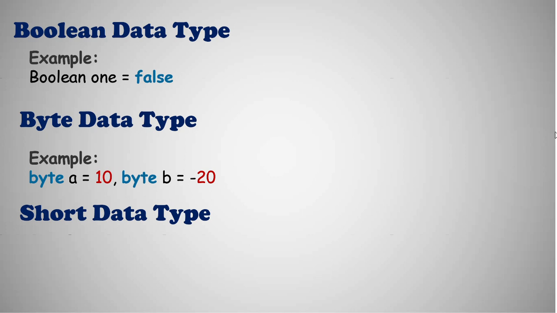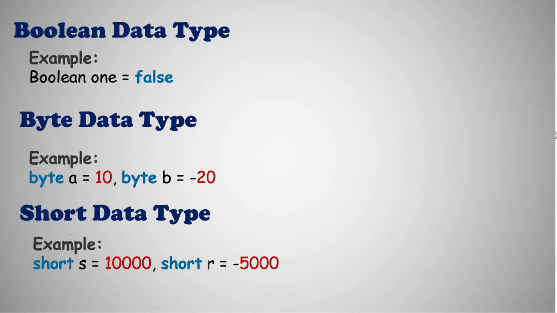The short data type can also be used to save memory just like a byte data type. A short data type is 2 times smaller than an integer data type. This is how we represent short data type. Next we have integer data type.